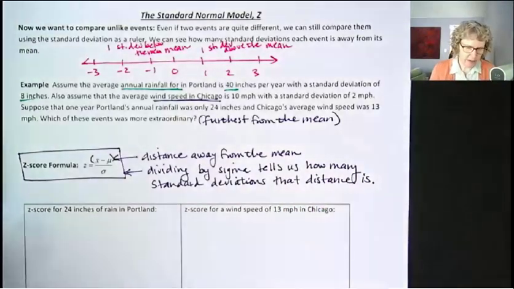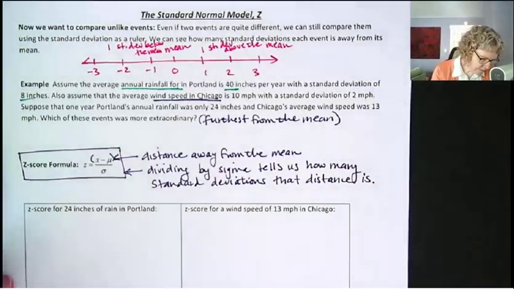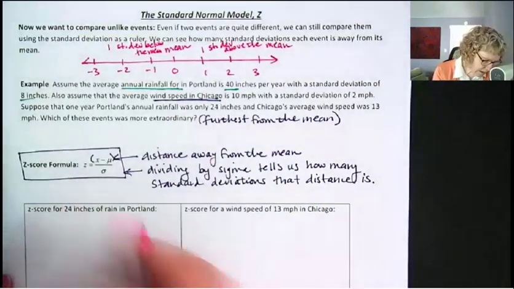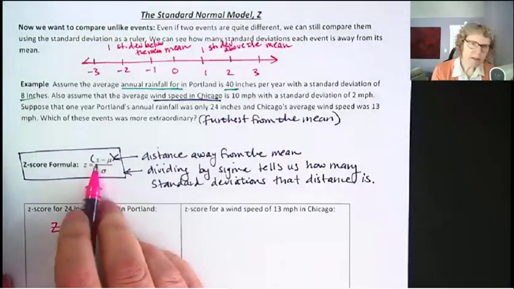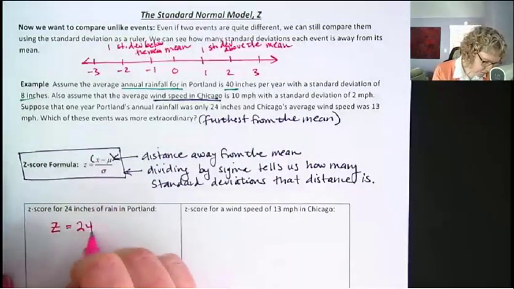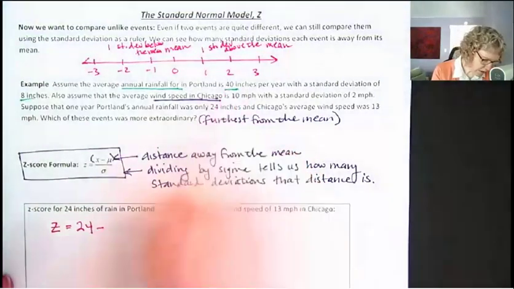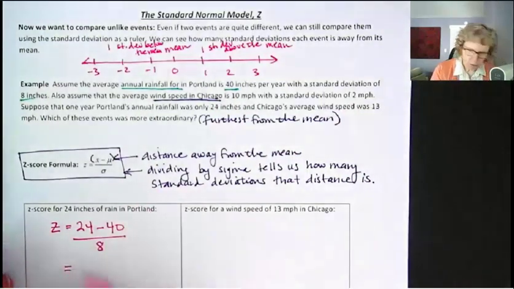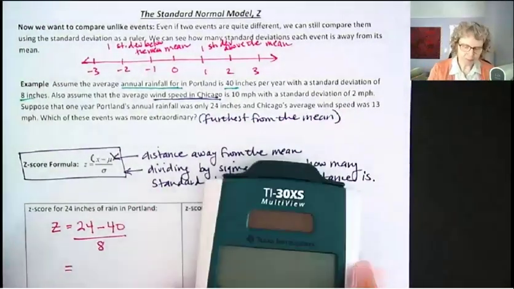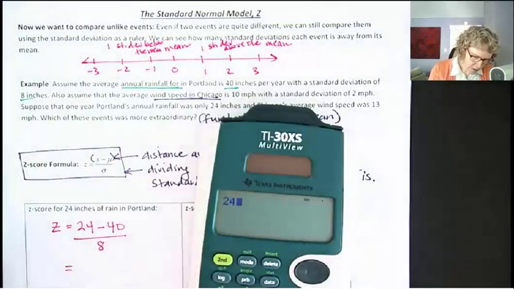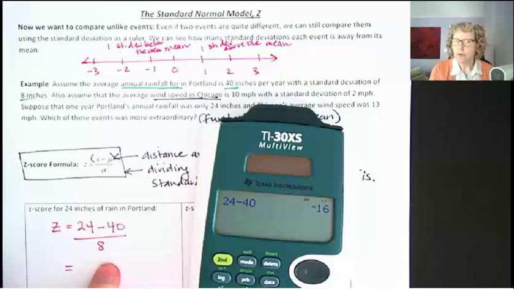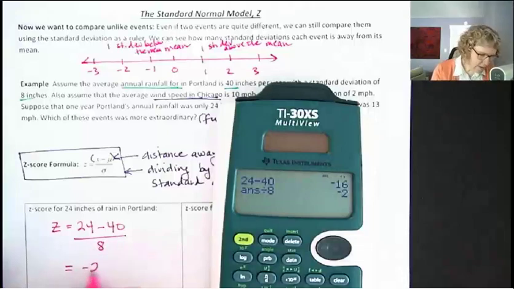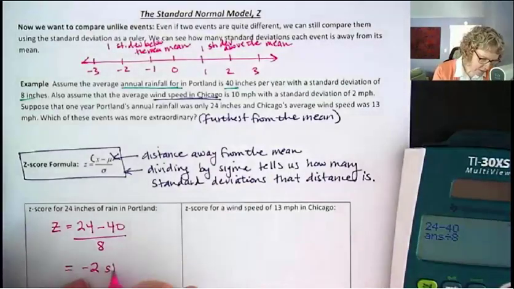Okay, so let's do this example, so make it even more clear and concrete. Okay, so z-score for 24 inches of rain in Portland. We take our x value first, which is 24, and we subtract our mean. So our mean is 40, and we divide by our standard deviation of 8, which we are very used to know those numbers by now. Okay, 24 minus 40. Now I need to hit enter before I divide or use parentheses. Divided by 8 is -2. Now the units on the z-score is standard deviations. So this is -2 standard deviations.